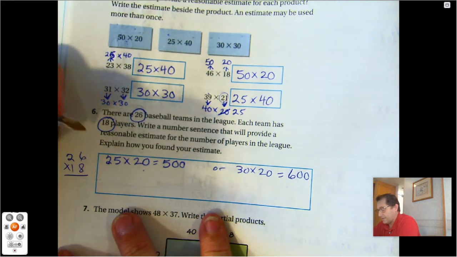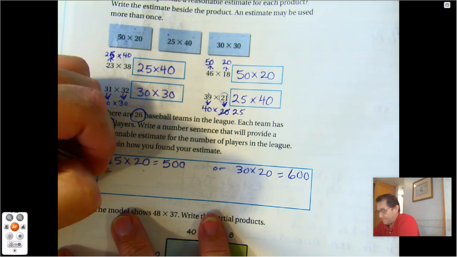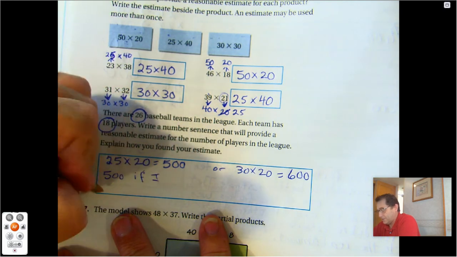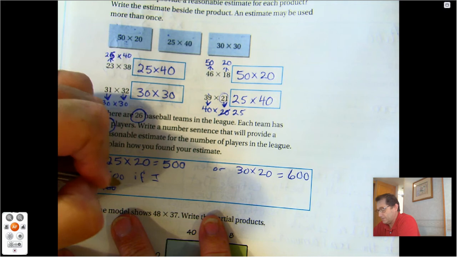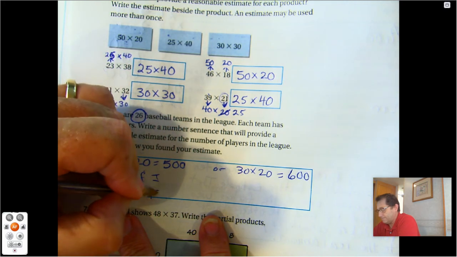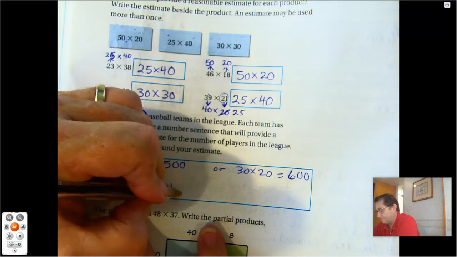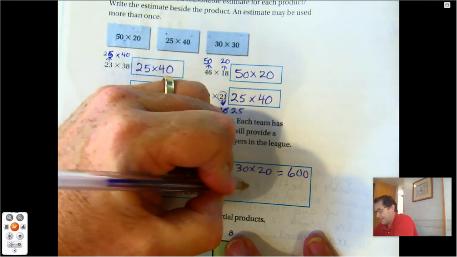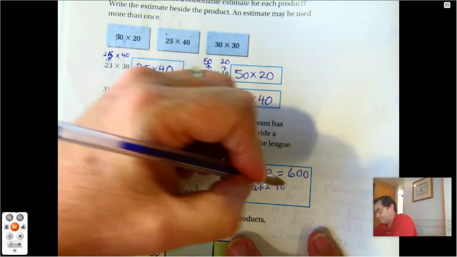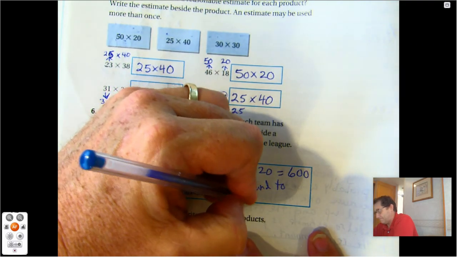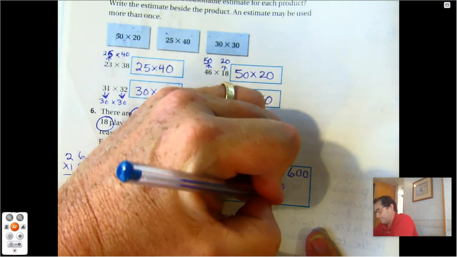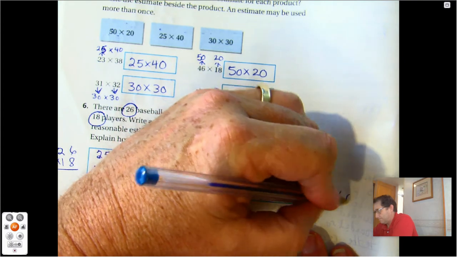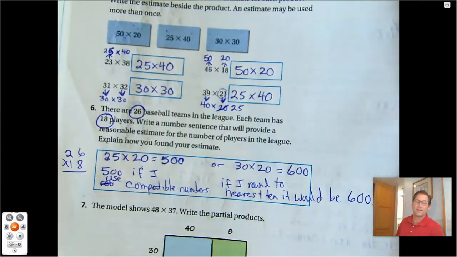Explain how you found your estimate. 500 if I use compatible numbers. If I round to the nearest 10, it would be 600. Okay, so it depends on how you round it.